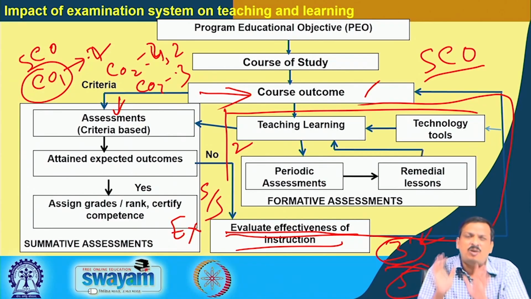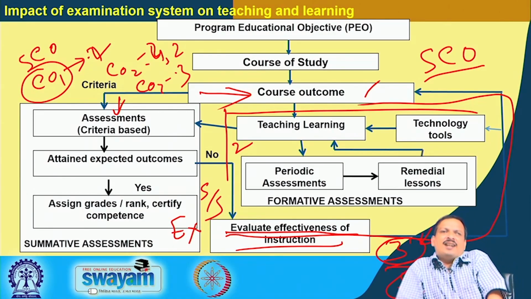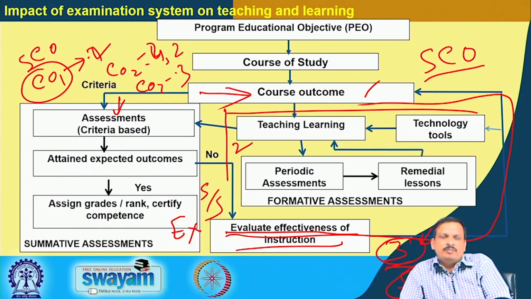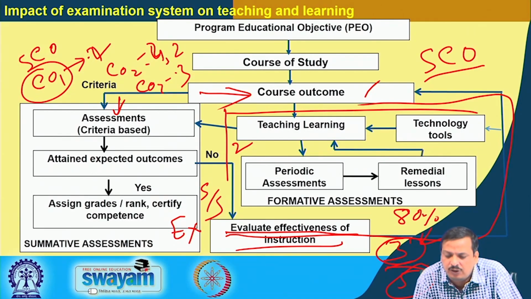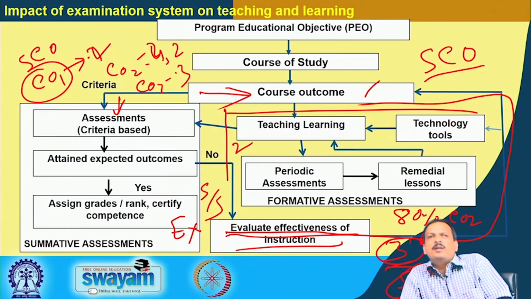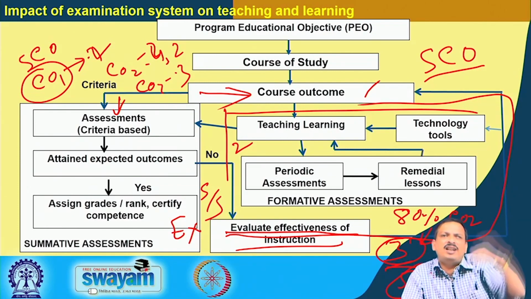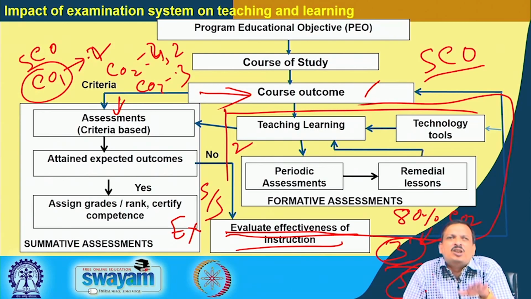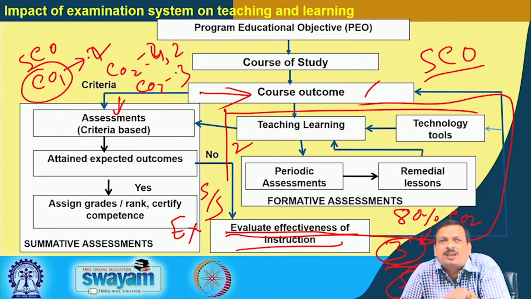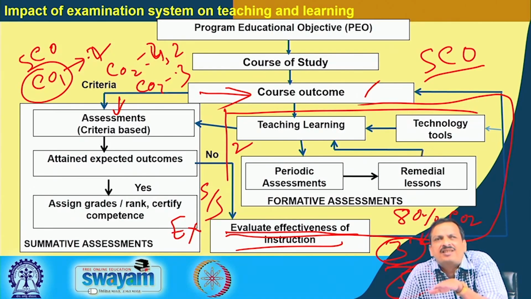Clear? Next one is periodic assessment. Suppose I found 80% of the students did not achieve CO2, but correction is not possible, because that student time is gone, they are promoted to the next class. To avoid this kind of situation, CRS, classroom response systems, or periodic assessment is also part of the teaching-learning process.